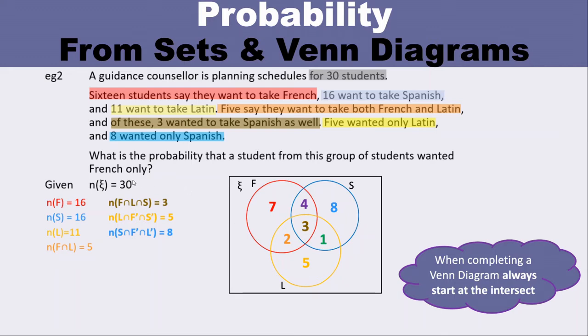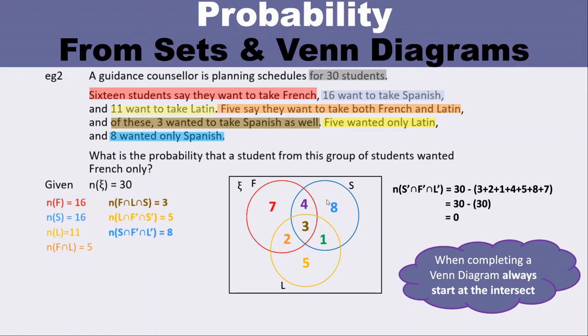We know that there are 30 students altogether, and we know how many students there are in each of these sets. So the number of students who do not want to take Spanish, nor French, nor Latin should be 30 minus the number of students we've already listed in those sets. 3 plus 2 plus 1 plus 4 plus 5 plus 8 plus 7. Now that already adds up to 30. So all of my students, there's none left over.